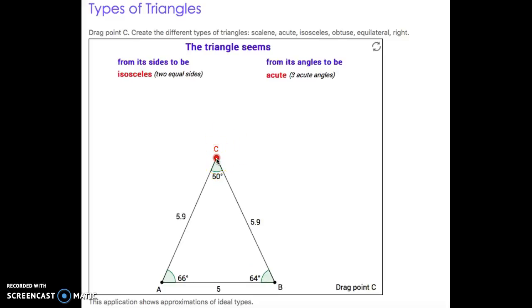Alright. And the last triangle we have to go over is already in place right here, and that is our isosceles triangle. And an isosceles triangle is when two of the sides are equal. So this side down here is still equivalent to 5, but this side over here, side AC, is equal to 5.9, and the side over here, side CB, is equal to 5.9 as well. So this would be considered an isosceles triangle.